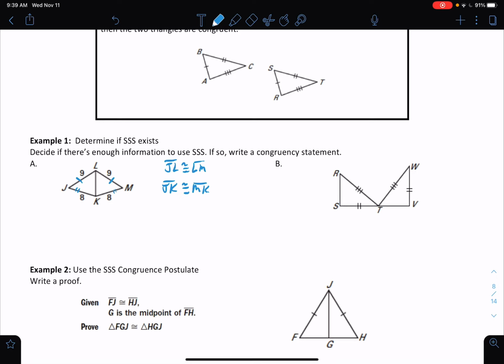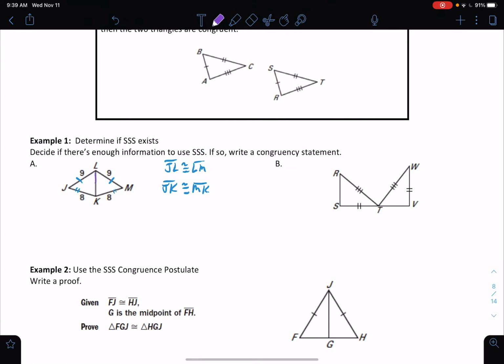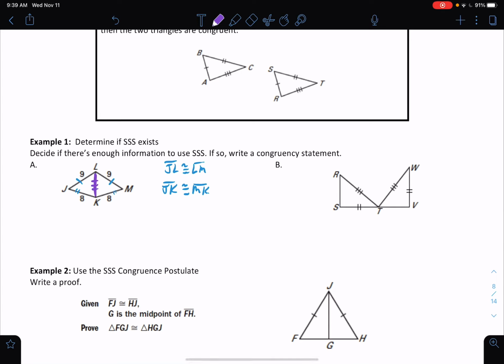Okay. Now, at first glance, you might be like, well, that's all that we're given based off of this diagram. However, notice, I'm going to get a different color to see this. Notice LK. LK is shared between both of those triangles. So LK is congruent to itself. Okay? So this is a shared side. And if you remember from the previous video, we can use something called the reflexive property to say that something is congruent to itself.